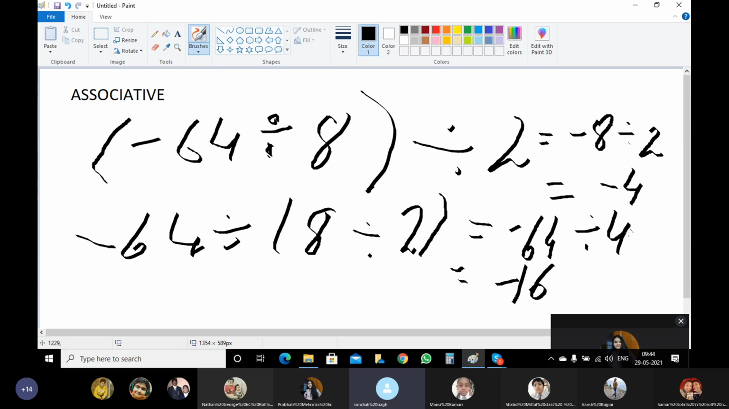Is the LHS equal to RHS? No, ma'am. So what does this mean? That associative property is not possible.